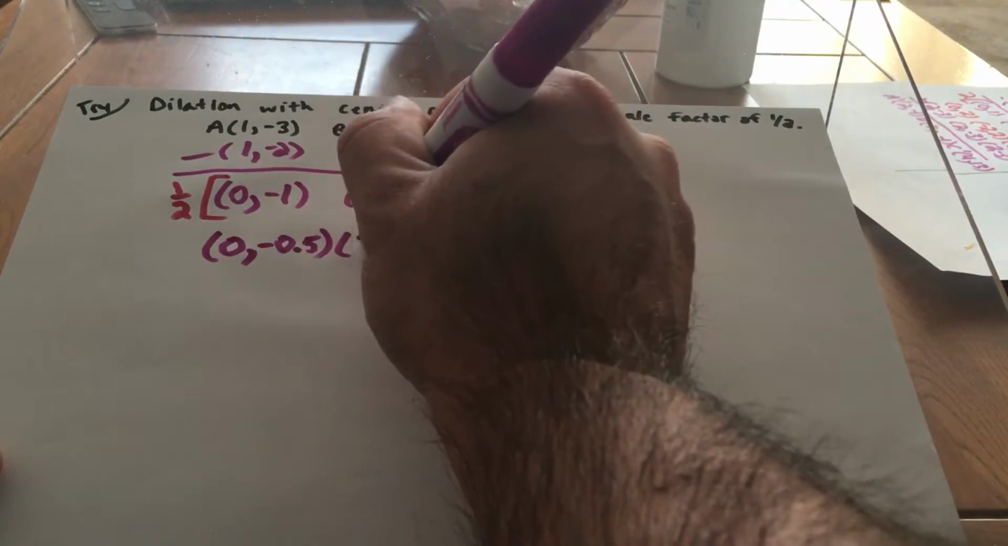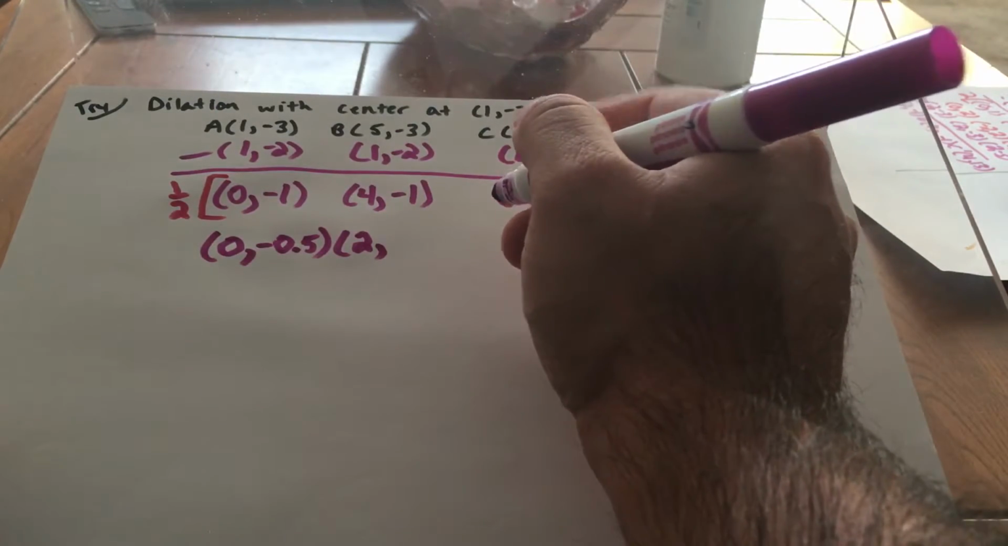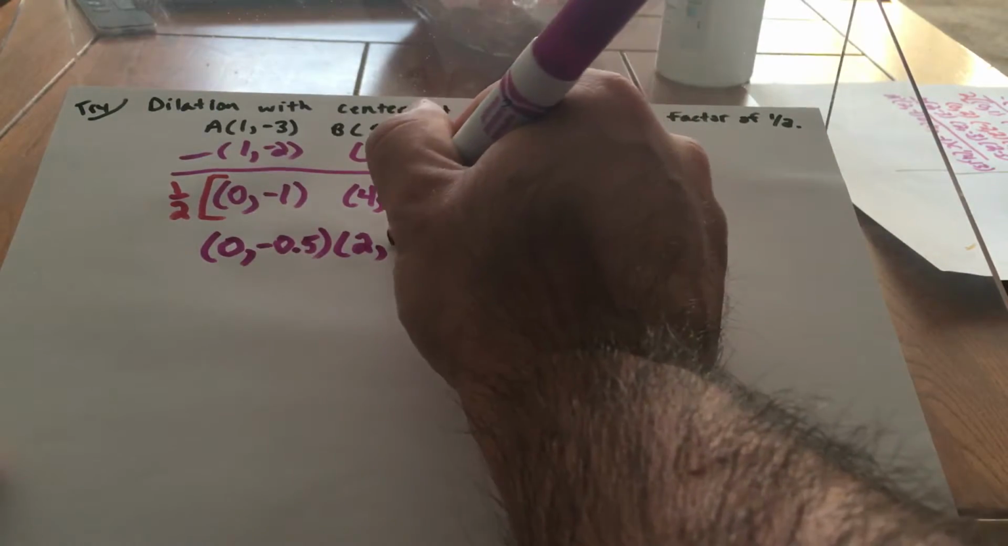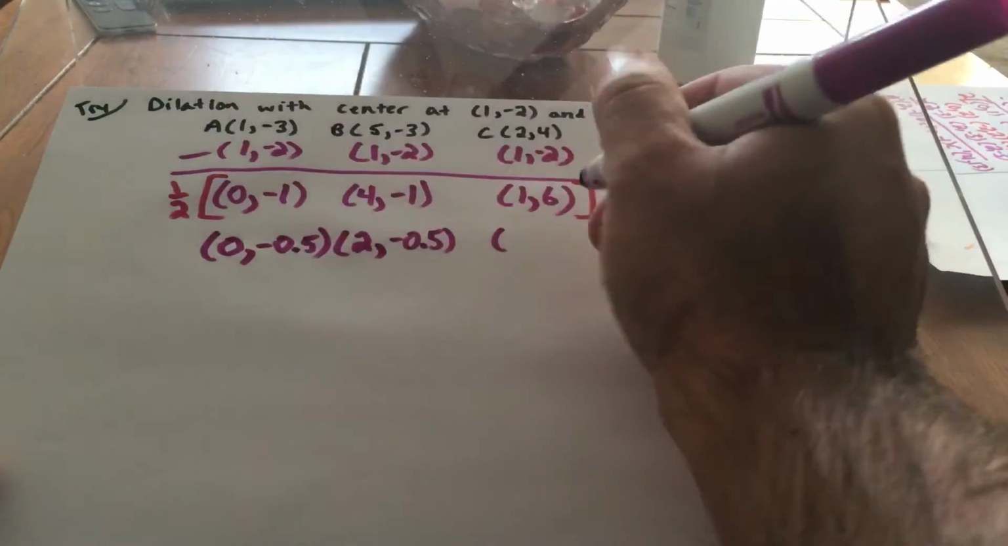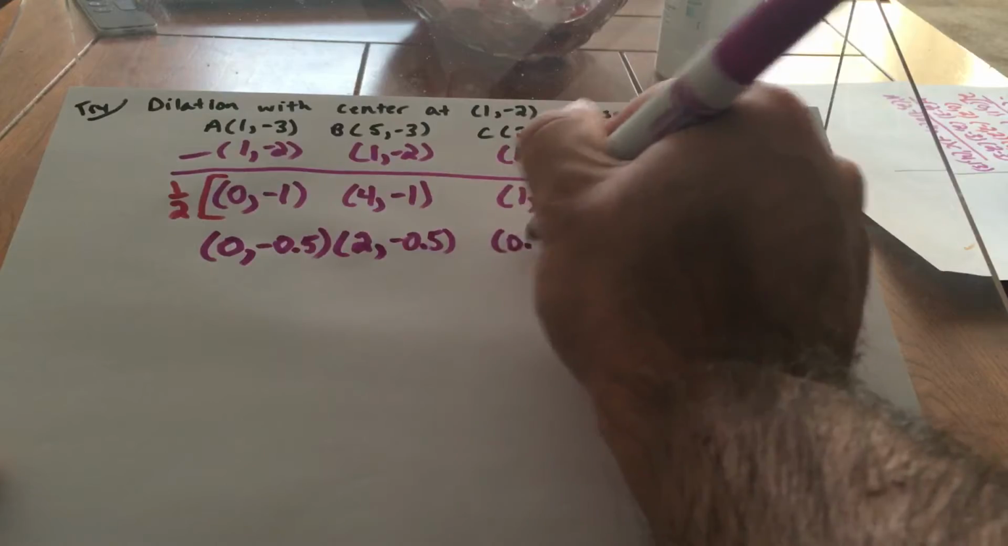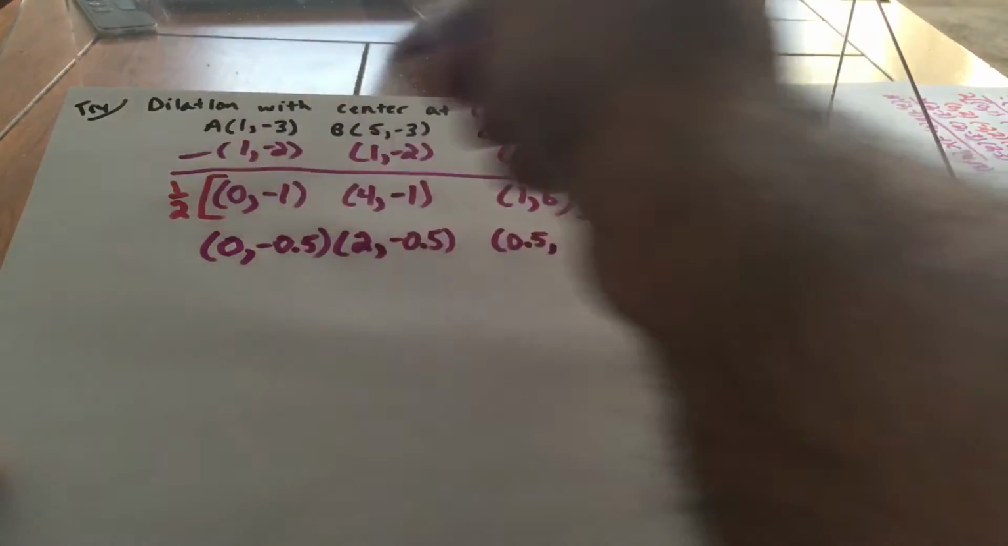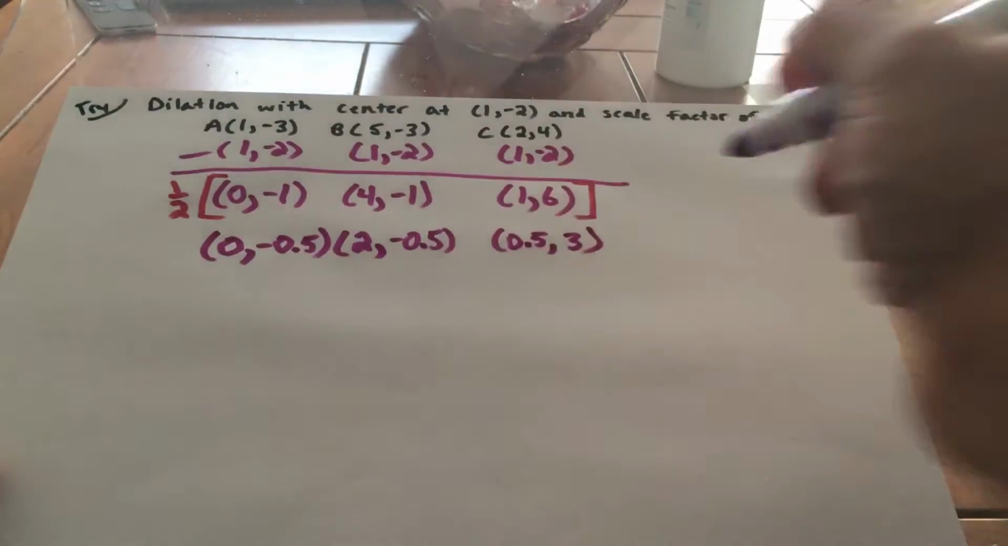In the next image, 4 divided by 2, or 4 times 1/2, is 2. And then -1 times 1/2 is -1 divided by 2, which is also -0.5. And then finally, we've got 1 times 1/2, or 1 divided by 2, is 0.5. 6 times 1/2 will be 3.